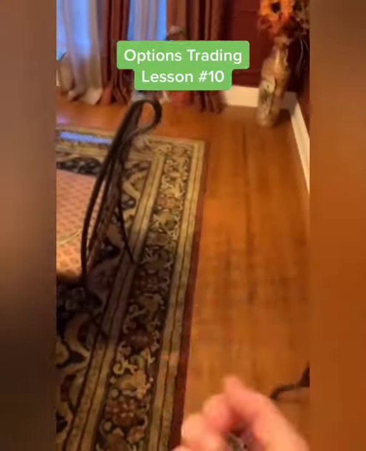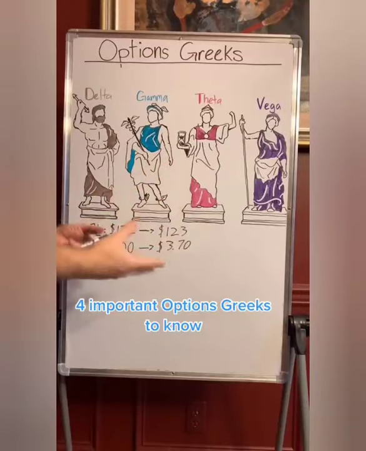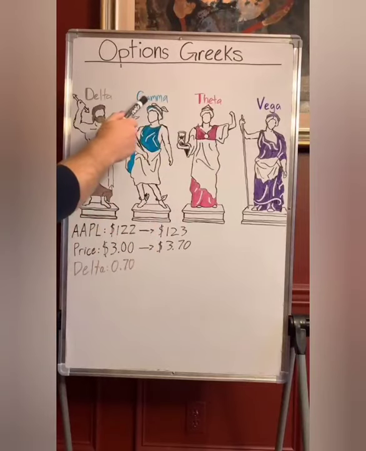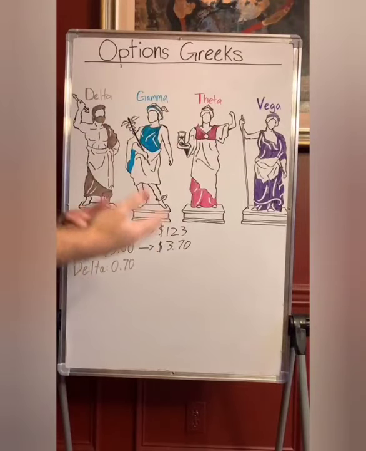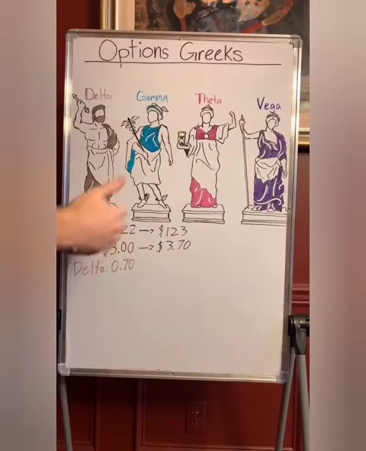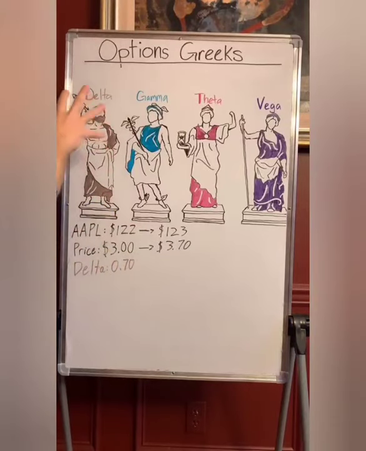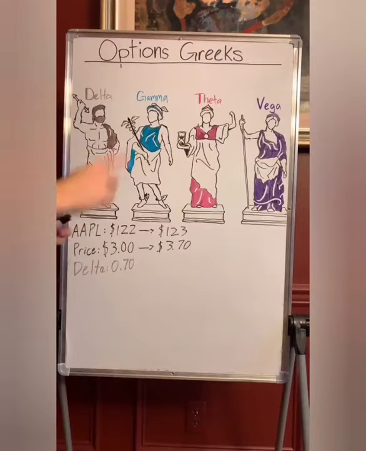Options trading, lesson number 10. There are 4 important option Greeks to know. You can think of each one as a Greek god that affects your options contract in different ways. Right now, we're going to be talking about delta. Delta changes the price of your options contract per $1 move in the underlying stock.